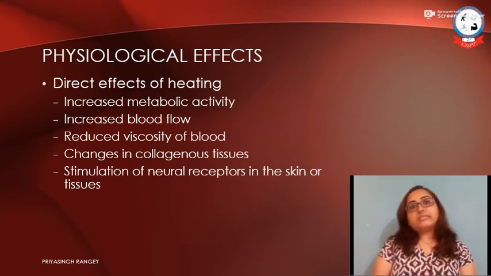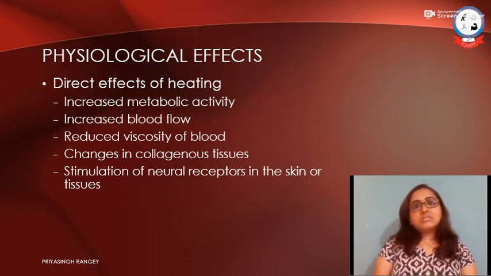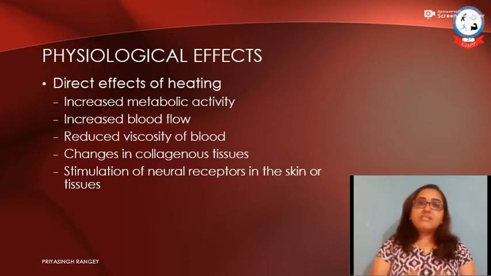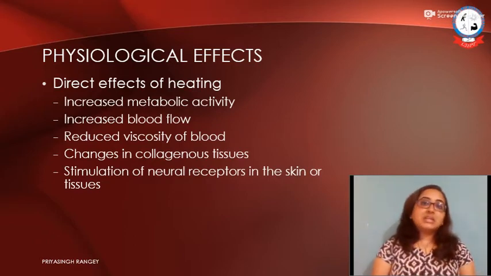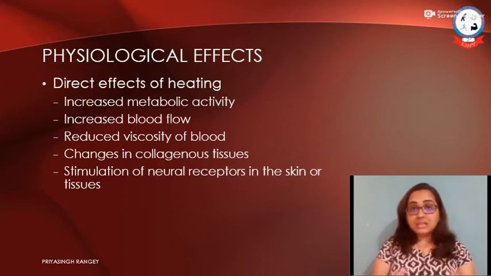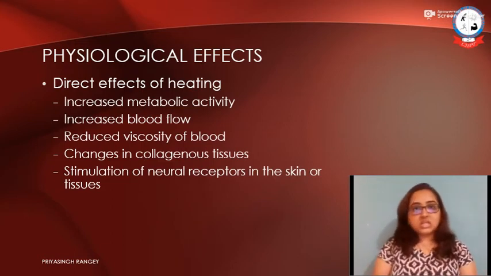The first direct effect of heating is an increased metabolic activity. This increase in metabolic activity can be explained on the basis of Van 't Hoff's law. Van 't Hoff's law states that any chemical reaction that is capable of being accelerated can be accelerated by an increase in temperature. Hence, in the same manner, if we consider metabolism, it is a chemical reaction. Hence, when we are applying heat, there is an increase in the metabolic rate as well.